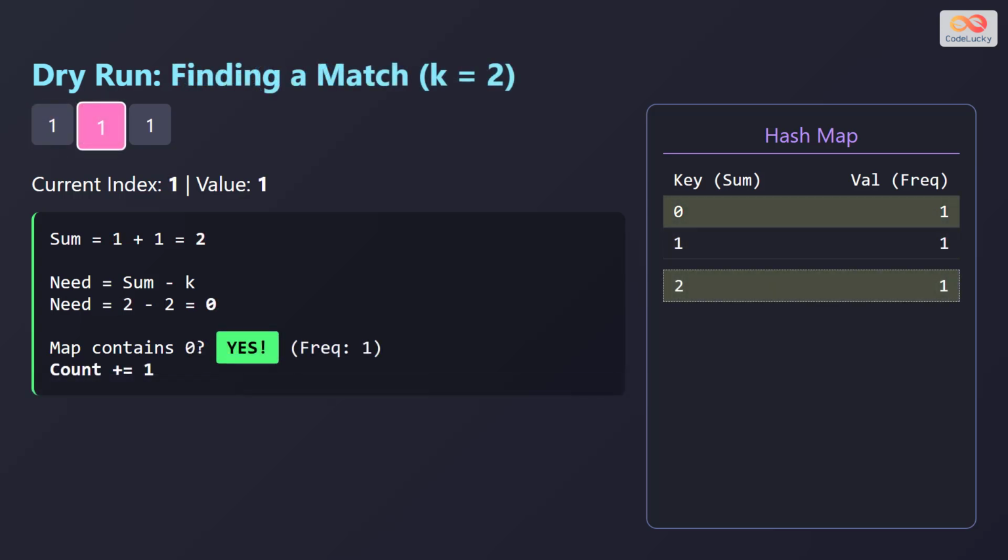Moving to the next index, the value is 1 again. Our running sum becomes 2. Now we check. 2 minus 2 equals 0. Does our map contain 0? Yes, it was our initial base case. This means we found a subarray sum of 2. We add the frequency of 0 from the map to our total count and then update the map with our new sum.